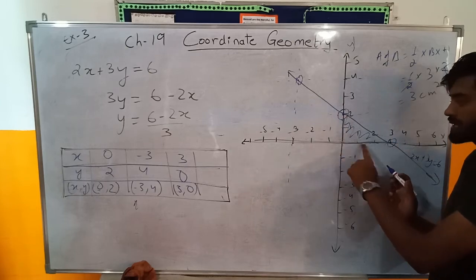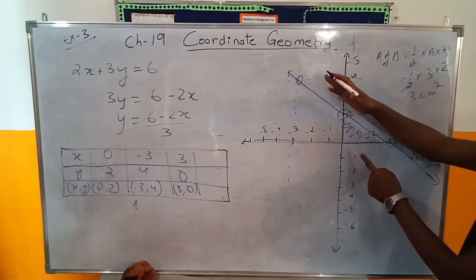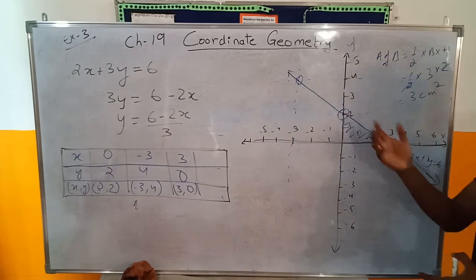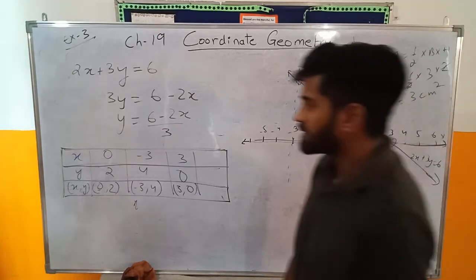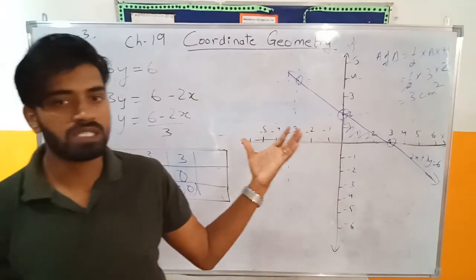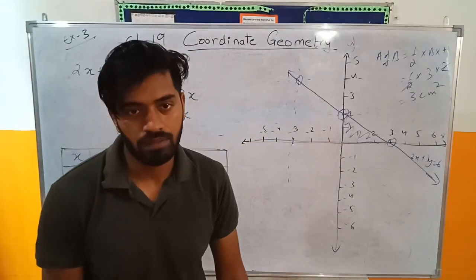That's my answer. The area of this figure that is between the two axes and the line, this is the area that you have to find. So that is it for today. I hope you understood how to plot the given algebraic expression. Thank you.